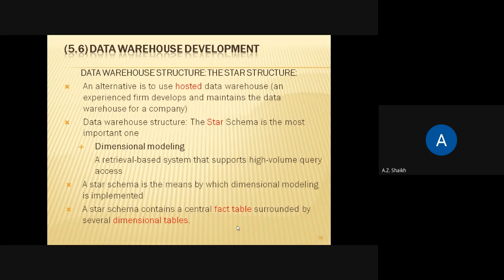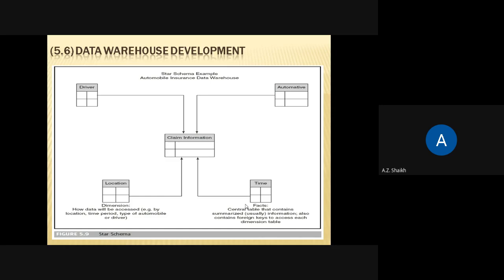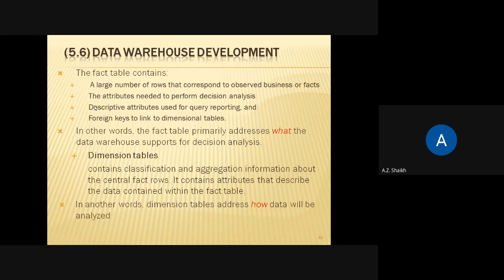Its architecture has one central table that we call the fact table, and that central fact table is surrounded by other tables that we call dimensional tables. Here you are observing the structure is like this. This central table is the fact table and it is surrounded by some dimensional tables. Now, what is meant by the fact table? What does it consist of, what does it contain?